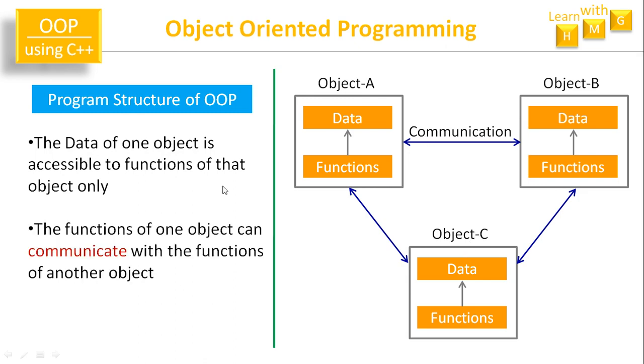The functions of one object can communicate with functions of another object. So there is a communication between two objects through functions. This is the blue bidirectional arrow. The bidirectional arrow indicates the communication between object A and object B. This is the communication between object A and C. This is communication between object B and C. This communication is established through functions of individual objects.